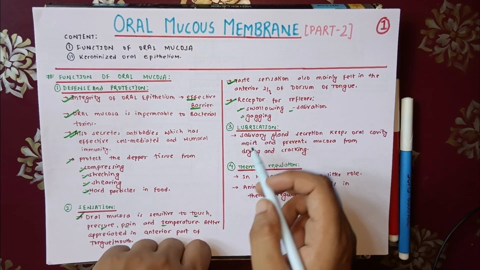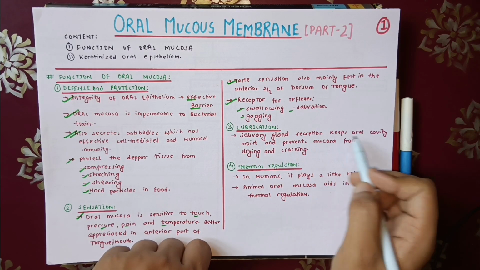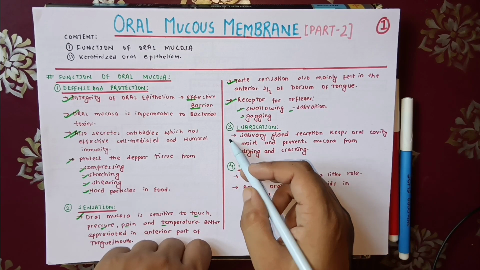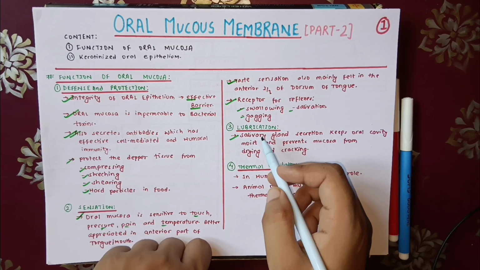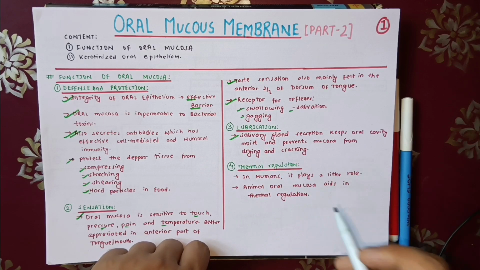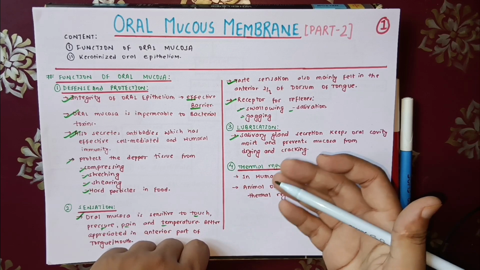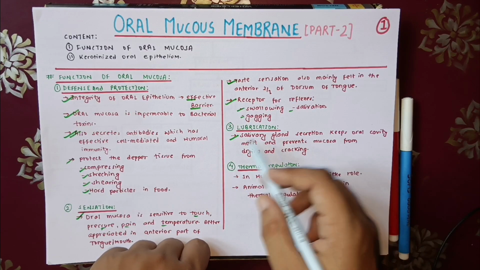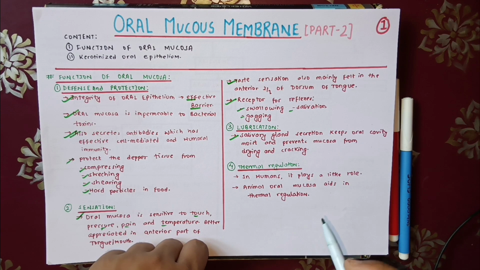So in lubrication function, salivary gland secretion keeps the oral cavity moist and prevents the mucosa from drying and cracking. This lubrication function is also one of the important functions of the oral mucosa, as it helps in different functioning of the oral cavity, during speech and also during chewing the food. So this lubrication is very important.